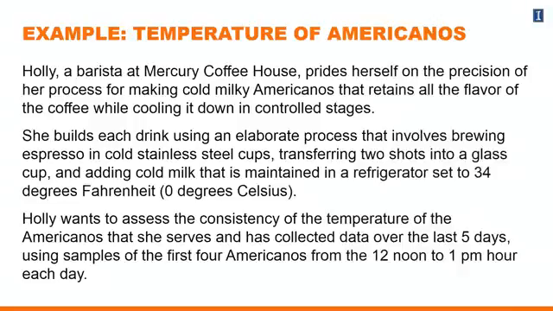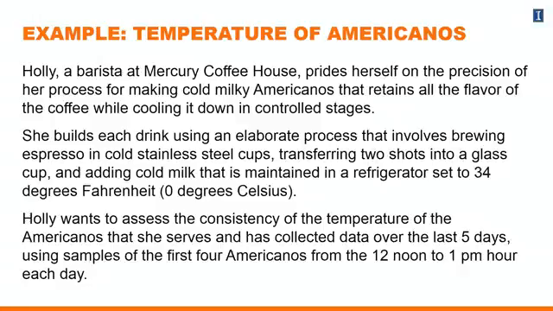So we have Holly, who is a barista at a coffee house, and she is known for her cold Americanos that she sells. These are white Americanos. These are with cream and milk in them, and she prides herself on making these, right? She builds each drink with a very elaborate process that involves making the espresso in stainless steel cups that have been pre-cooled, transferring them into a glass cup, adding the cold milk, which is maintained in a refrigerator at a certain temperature, set at 34 degrees Fahrenheit, 0 degrees Celsius.